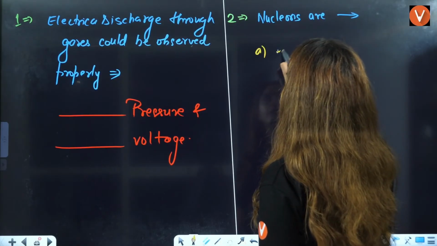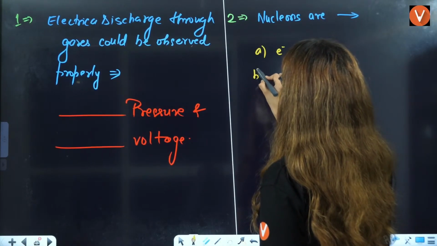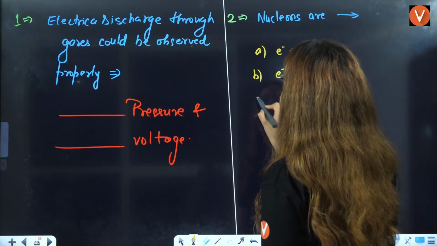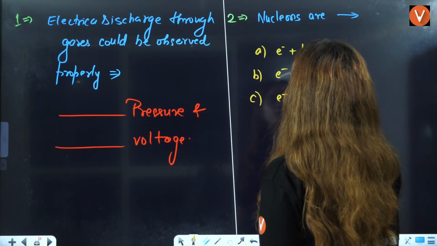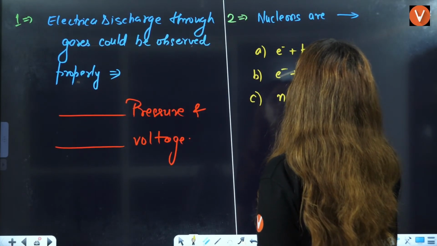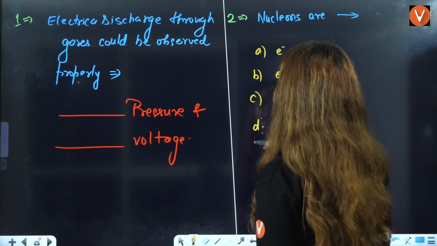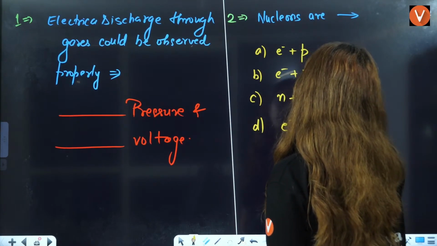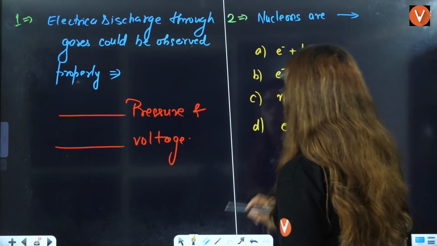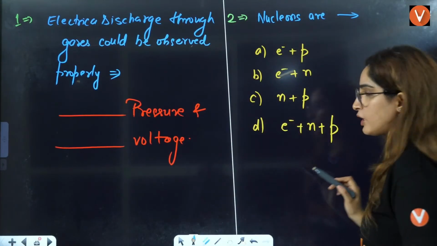Option A, electron plus proton. Option B, electron plus neutron. Option C, electron plus neutron plus proton. Option D, you have electron plus neutron plus proton. So what are the nucleons?